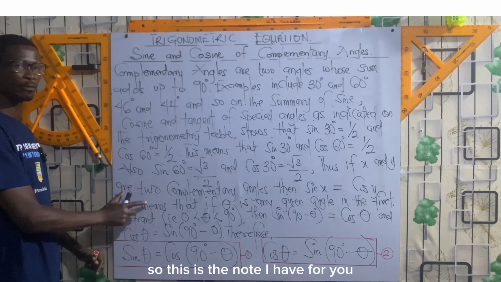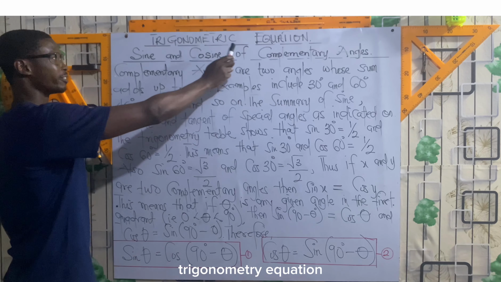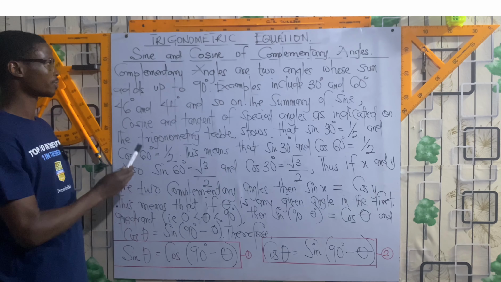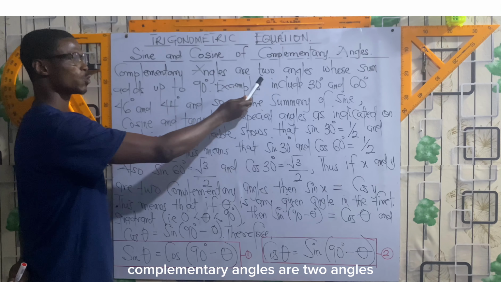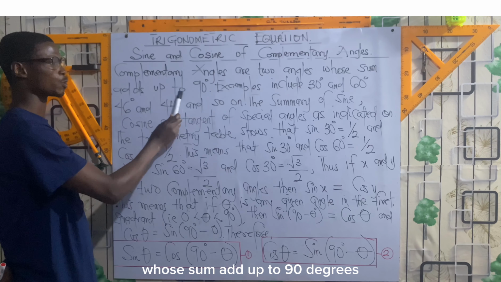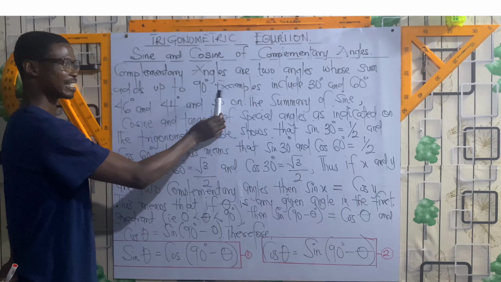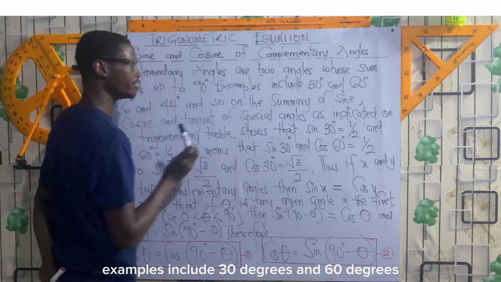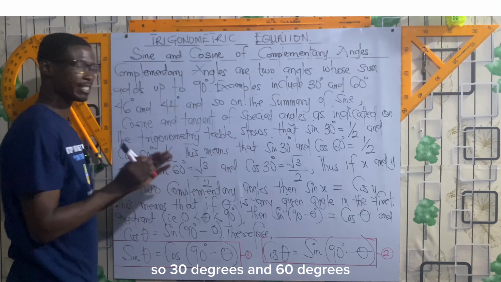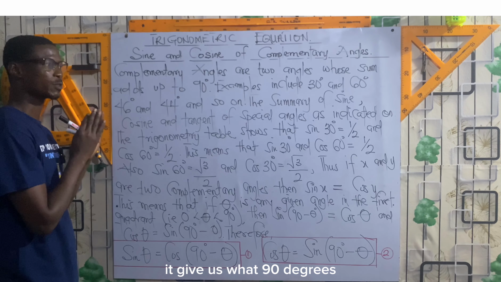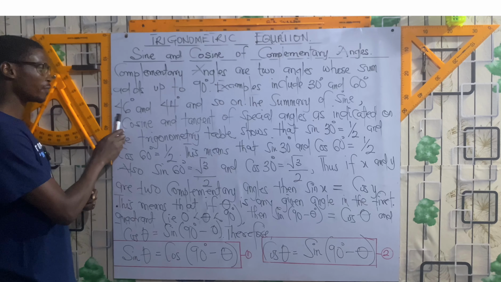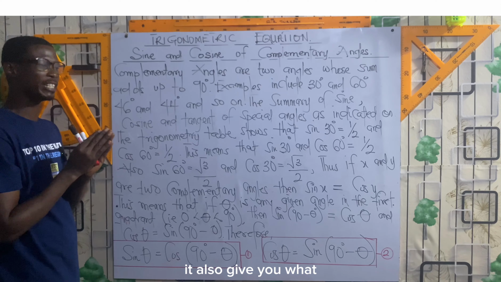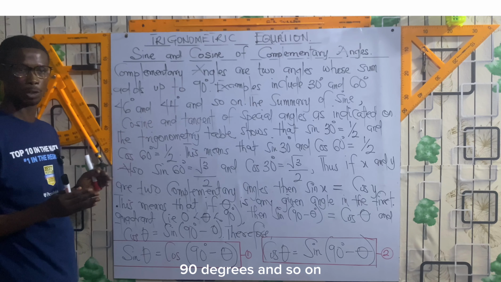This is the note I have for you. Trigonometric equation, sine and cosine of complementary angles. Complementary angles are two angles whose sum adds up to 90 degrees. Examples include 30 degrees and 60 degrees. When you put them together, it gives us what? 90 degrees. 46 degrees and 44 degrees, when you put them together, also give you 90 degrees, and so on.